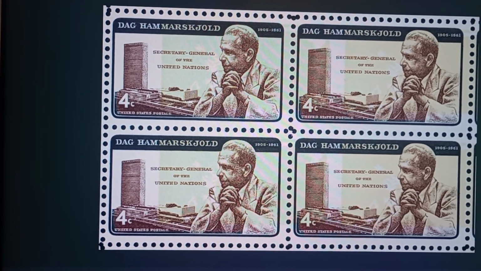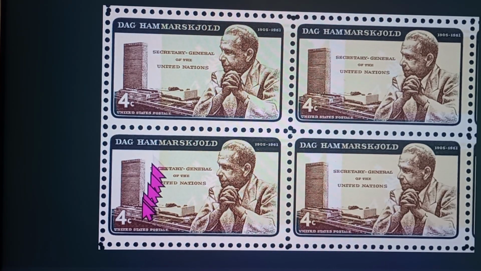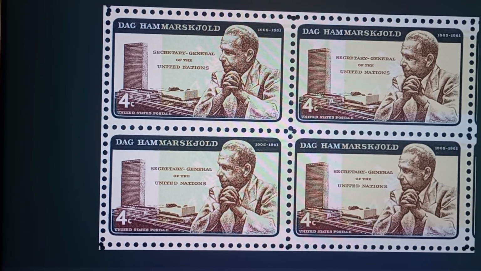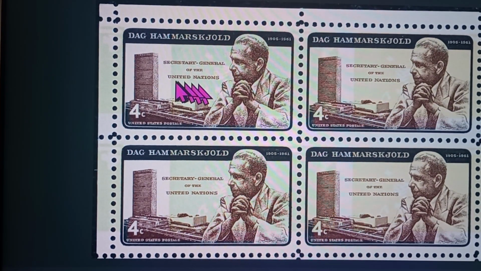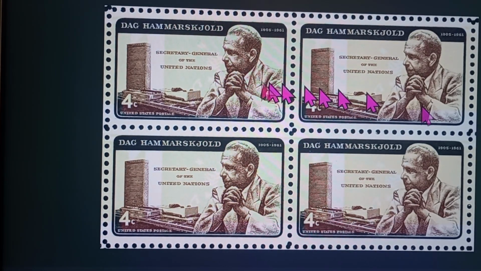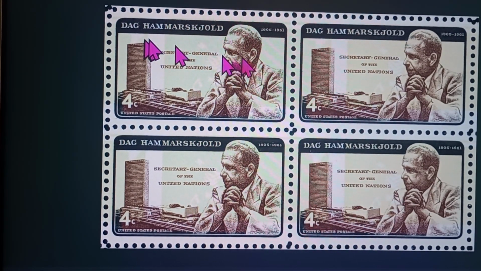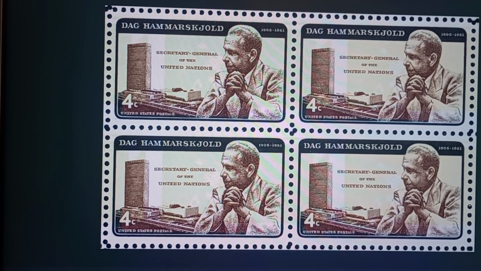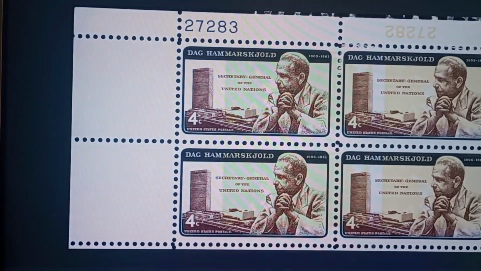Here is a block of 4. You have all white here. This is the A and this is the B with the yellow on top of the building. And here is a CB. As you can see, the yellow on the edge of the stamp here and the yellow on top of the building here. And this is a BB block with the yellow on top of the building on both stamps. This is 80% of the stamps.